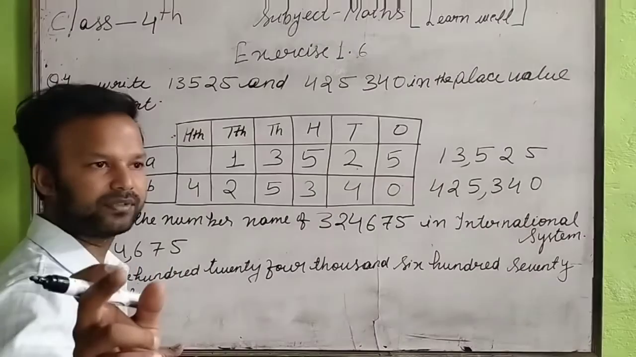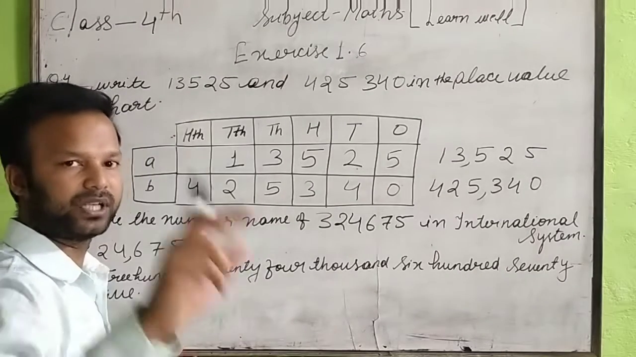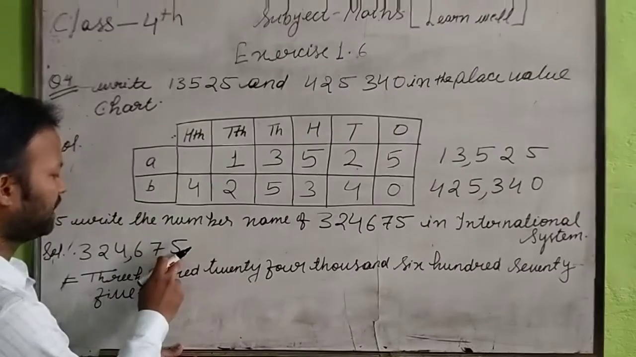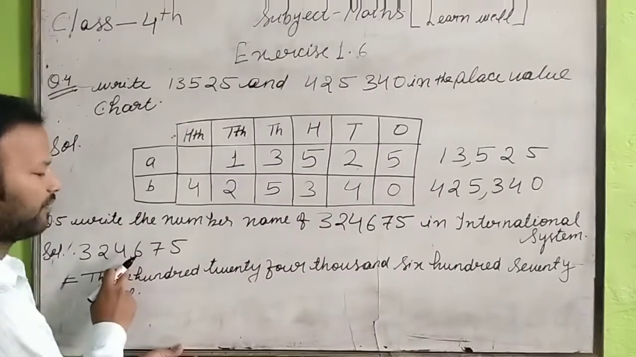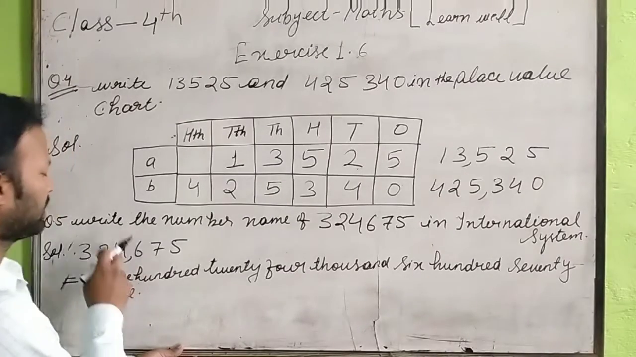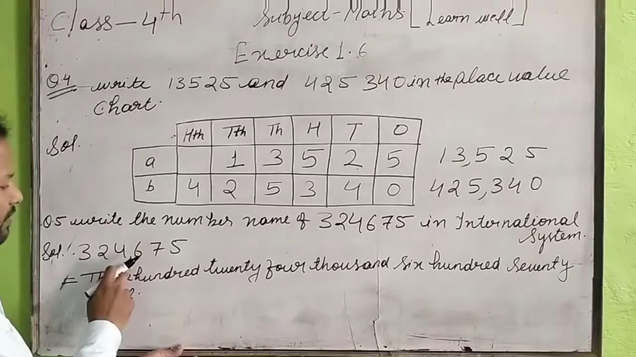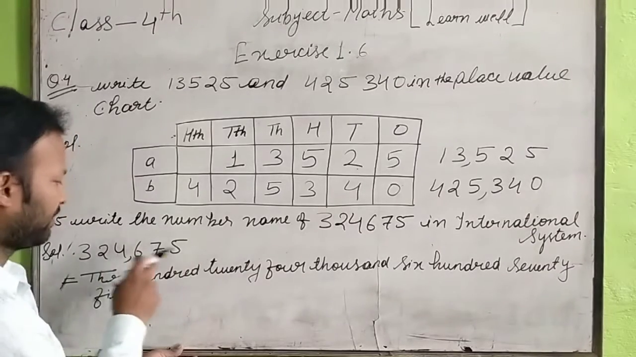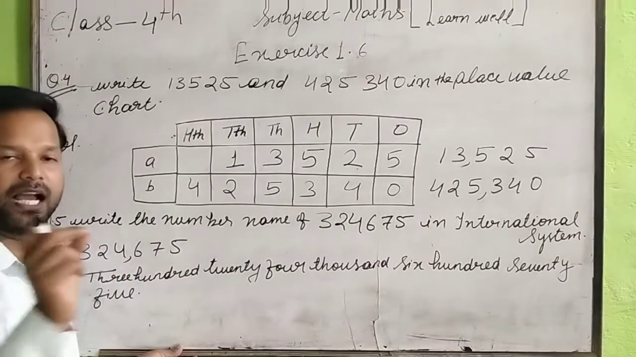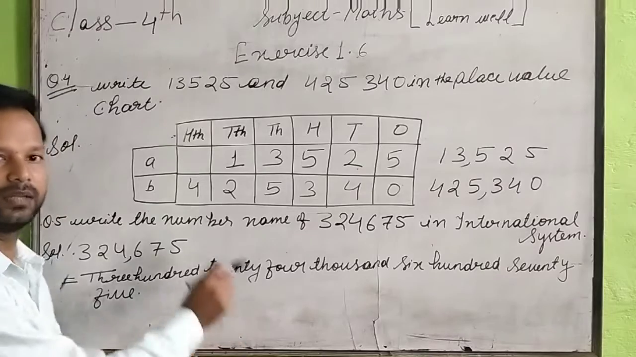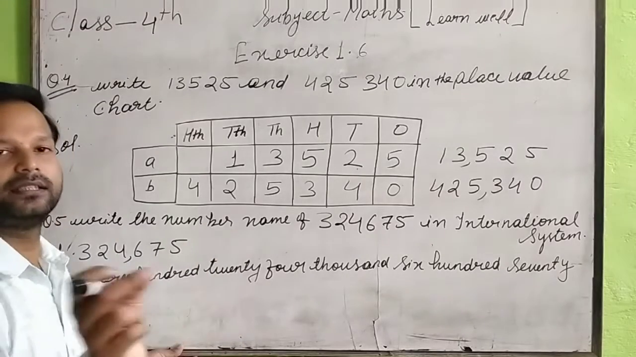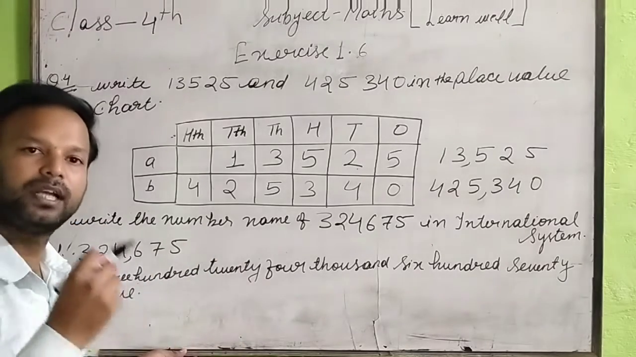We know that from the back side we put the comma after 3 digits: ones, tens and hundreds. After the hundreds we put the comma and continue. So here we have put the comma after 3 digits from the back. Then we will read it according to the international system.